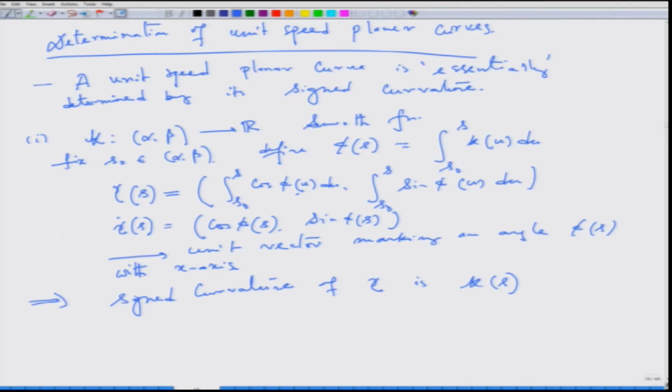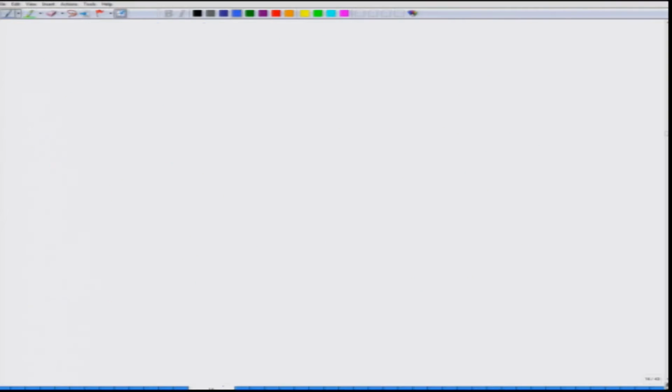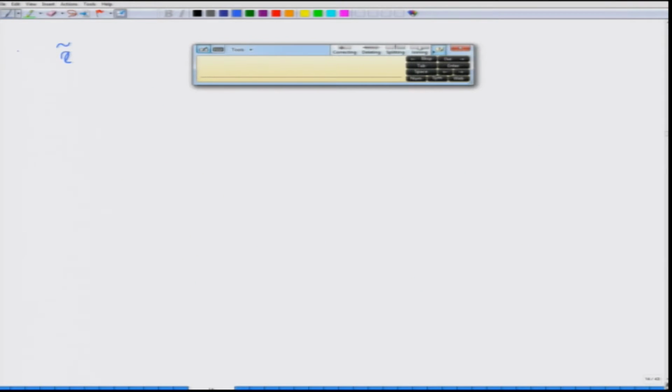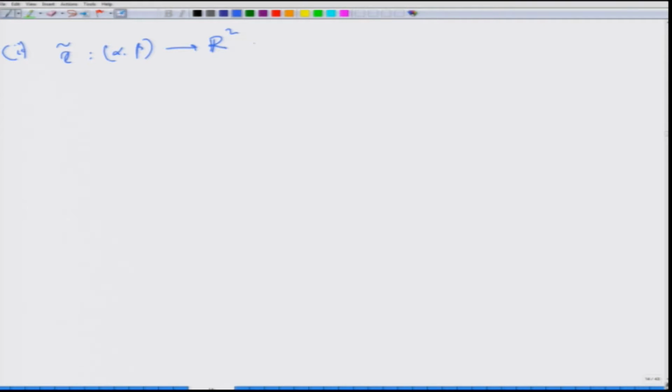So what it says is that, given a smooth function k on any interval, I can find a curve whose sign curvature is k s, and the converse is also true, in the sense that suppose I have a curve gamma tilde from alpha beta to R 2 which is unit speed with sign curvature k s.